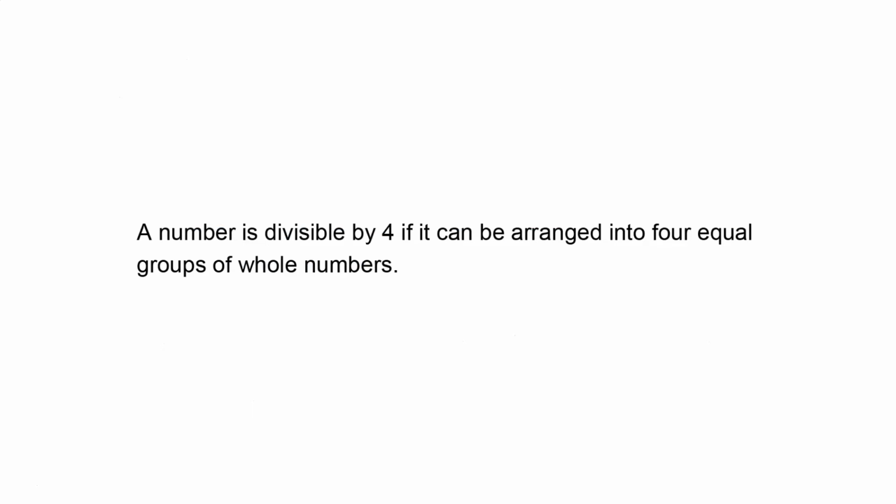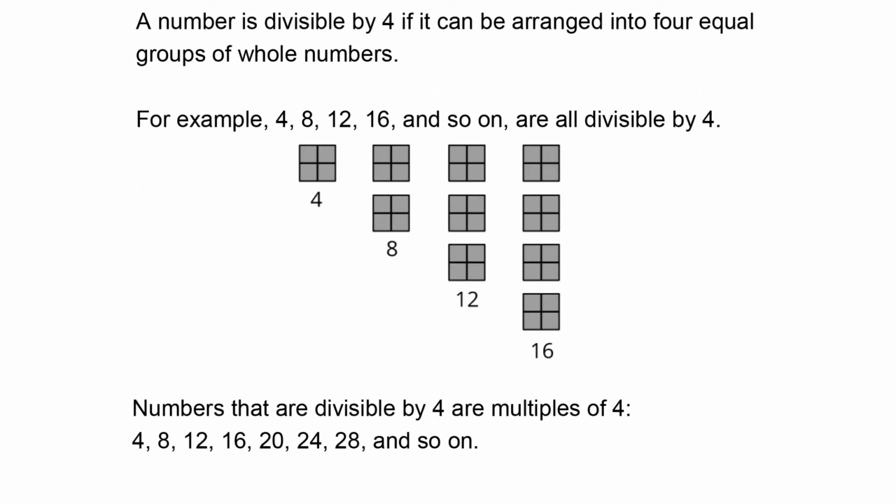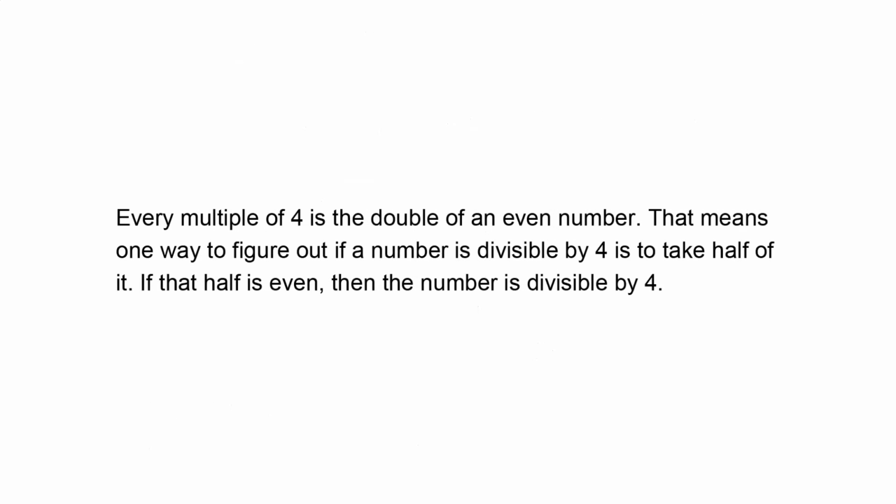A number is divisible by 4 if it can be arranged into 4 equal groups of whole numbers. For example, 4, 8, 12, 16, and so on are all divisible by 4. Numbers that are divisible by 4 are multiples of 4: 4, 8, 12, 16, 20, 24, 28, and so on. Every multiple of 4 is the double of an even number. That means one way to figure out if a number is divisible by 4 is to take half of it. If that half is even, then the number is divisible by 4.